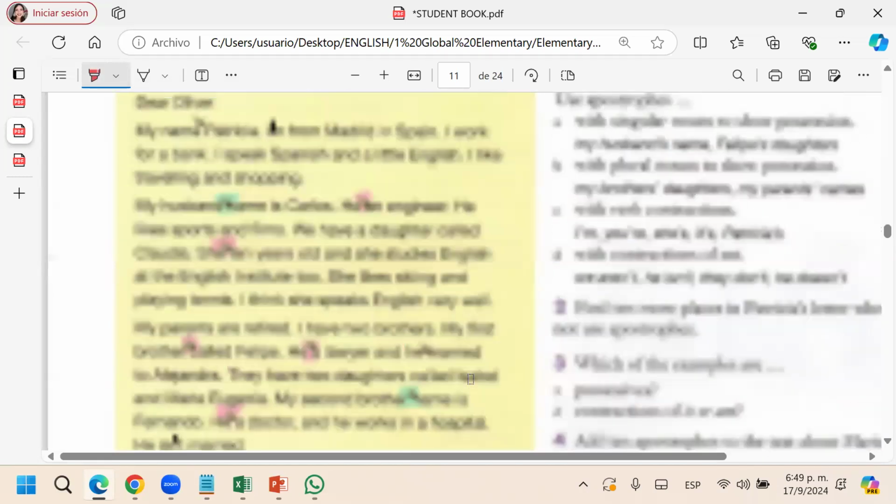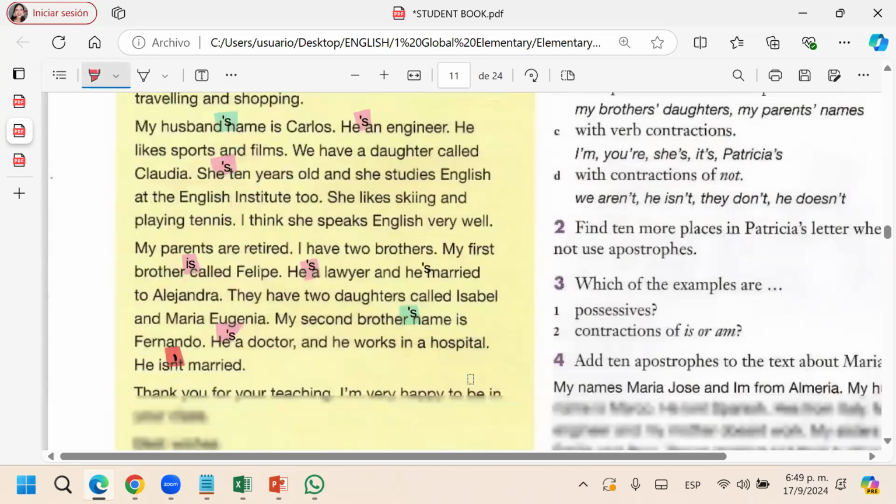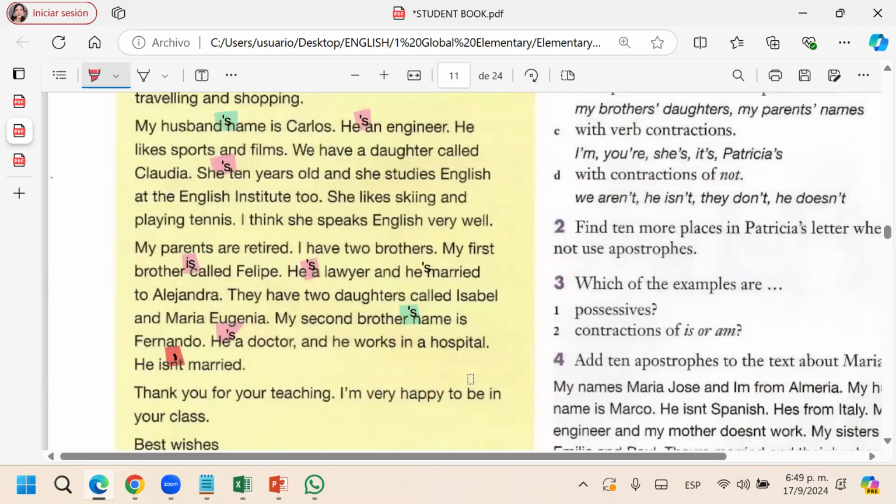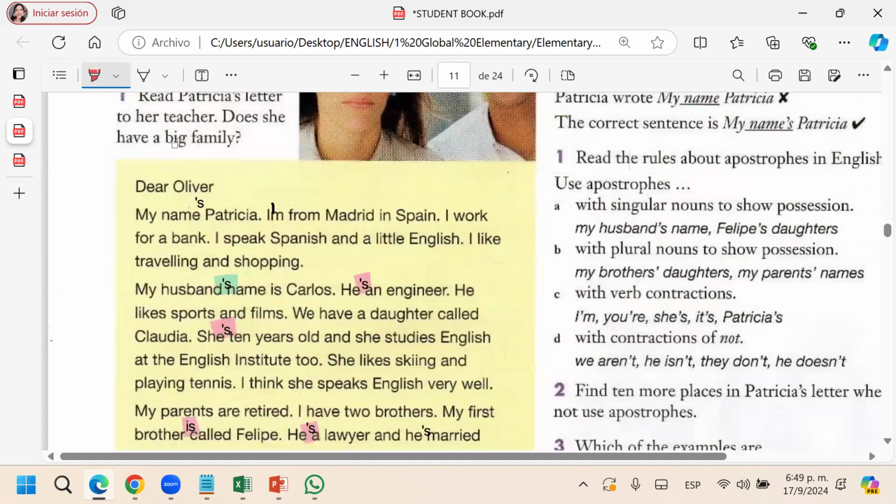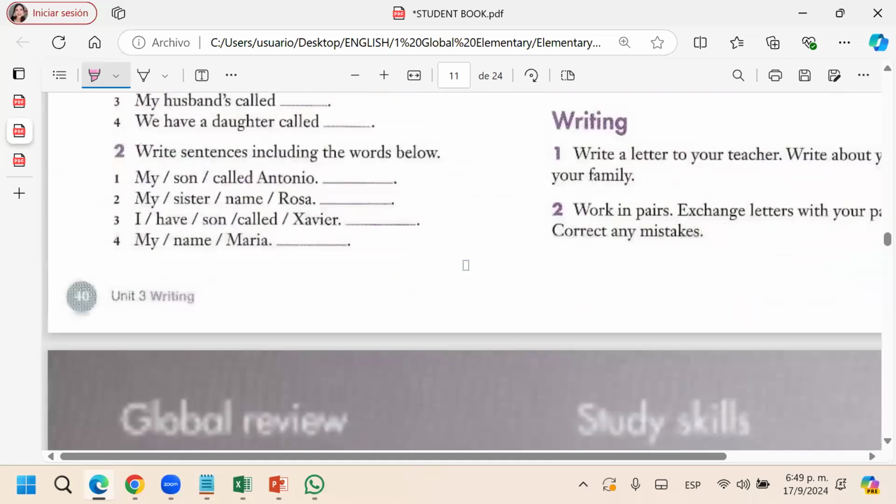Yes. O sea, cada vez que vean el apóstrofe S, no necesariamente es posesión. Puede ser el verbo to be que está contraído. ¿Ok? Como acá. Okay. My name is Patricia. My name's Patricia. I'm from Madrid. I am from Madrid. Is the verb be. Yes, do you understand?